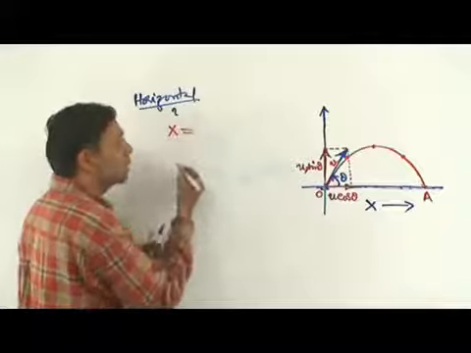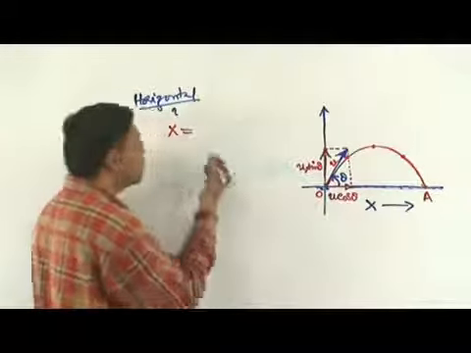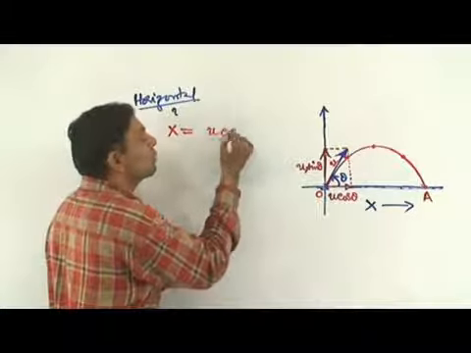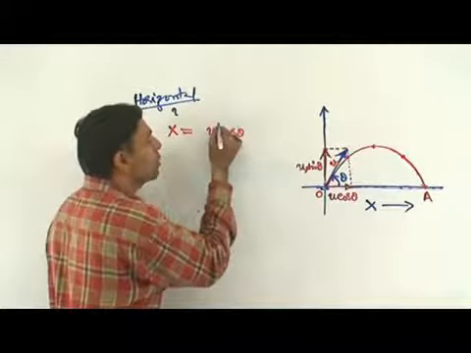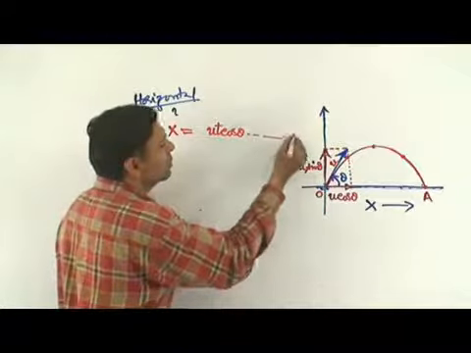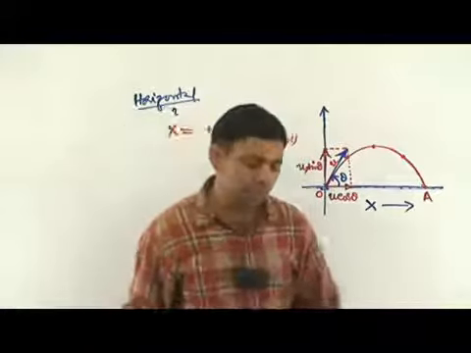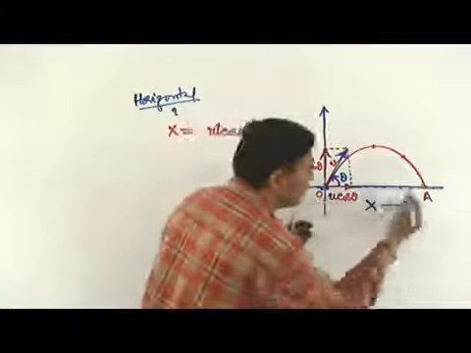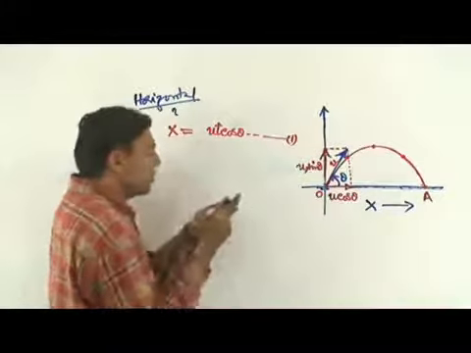So displacement at any time t is just ut, no half at square, but for u you will be writing u cos theta. U cos theta into t, or ut cos theta. This simple equation gives you horizontal displacement at any time t. I'm not saying this is going to be the whole range. It will give you horizontal displacement at any time t.